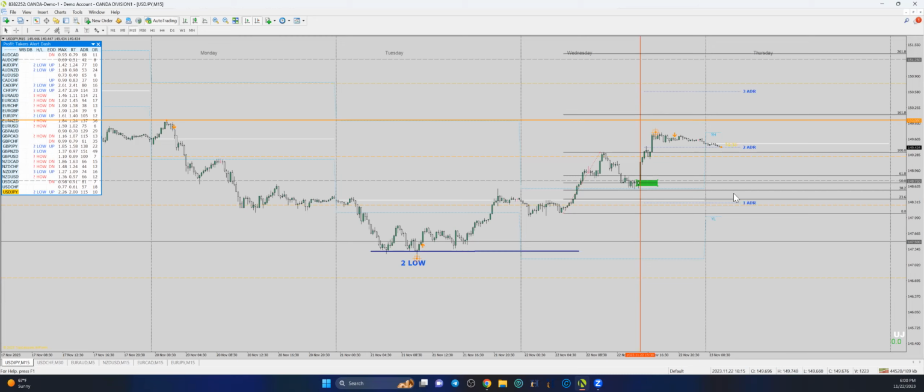Now, because I have the ADR line showing, my target is the ADR, the 2 ADR, because I'm expecting this to already have completed 1 ADR, and now we're going for the second one. Okay, so that's how we get into that trade. And this was a good trade because it happened for both sessions.